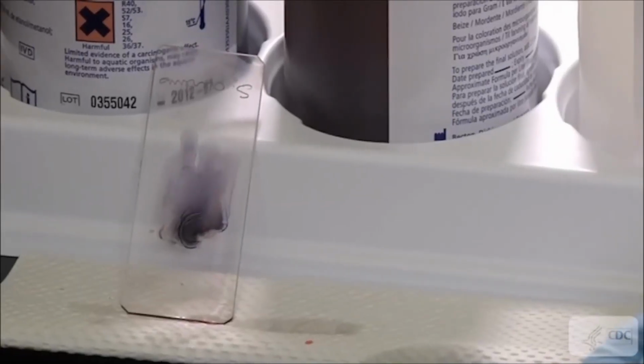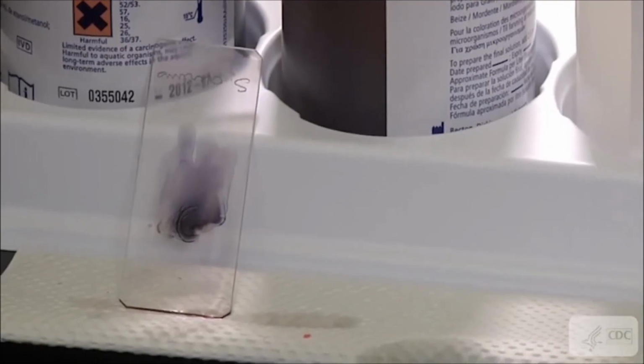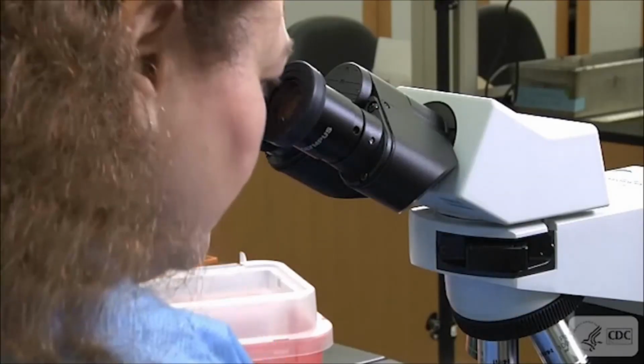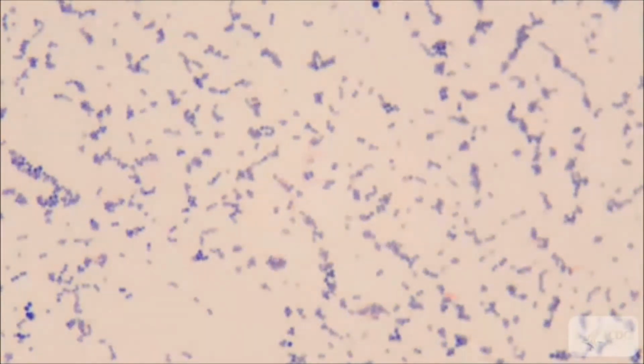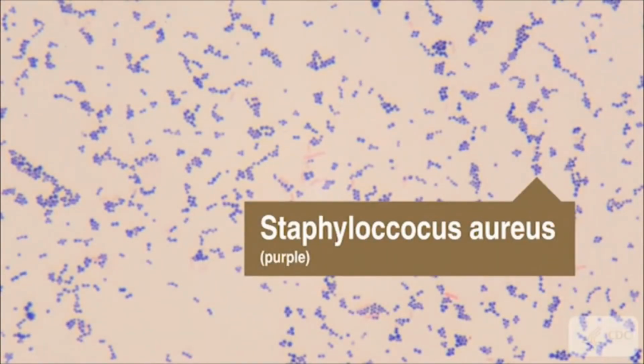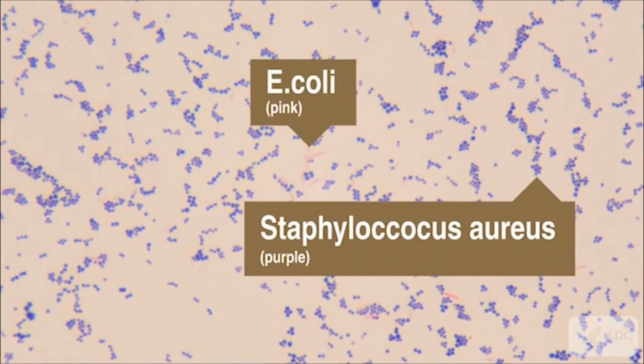After the slide has air dried, it can be examined under the microscope. Looking under the microscope, you will see organisms that are Gram-positive purple or Gram-negative pink. Here, you can see Staphylococcus aureus, which is Gram-positive. And here, you see E. coli, which is a Gram-negative organism.